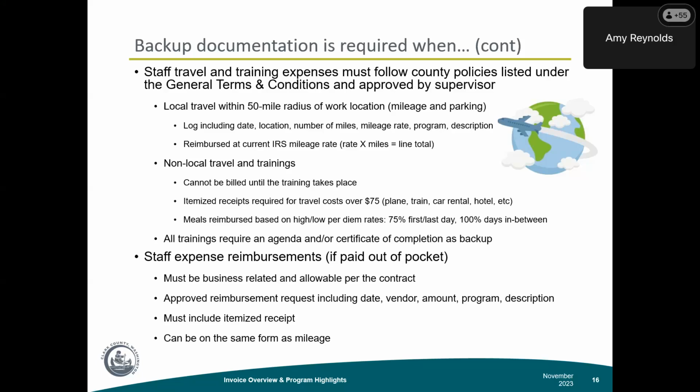So, staff expense reimbursements. These can be included in the invoice, but they must be business related and allowable per the contract. When submitting backup for these, you need to include the date, vendor, amount, program, and description of those costs, and also the itemized receipts. These can be put on the same form as the mileage reimbursements. If an agency doesn't have a log or reimbursement form, the county can provide those.